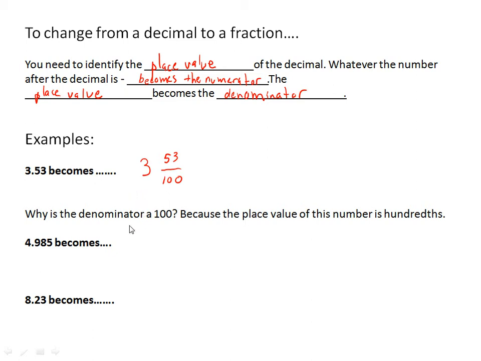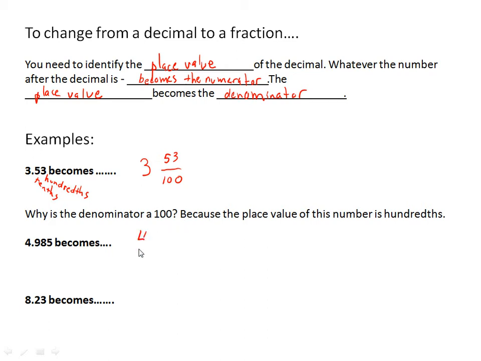It is that simple. Alright, so why is the denominator 100? It's because the place value of this number is the hundredths. So look, this right here is the tenths. This right here is the hundredths. If you look back at that previous slide, because this is the hundredths, we just put 100 under there. Let's try this one right here.